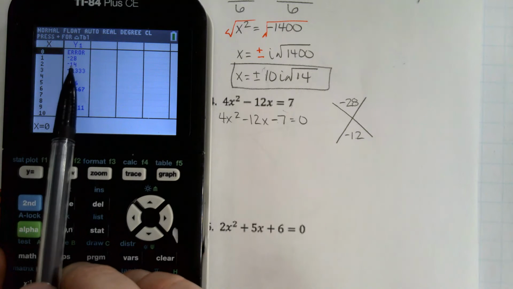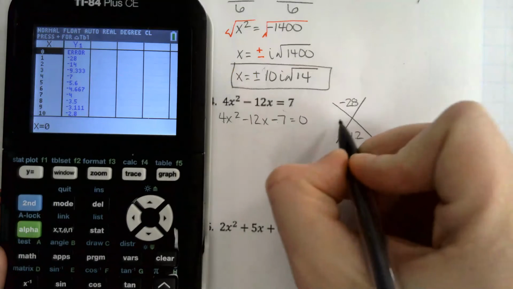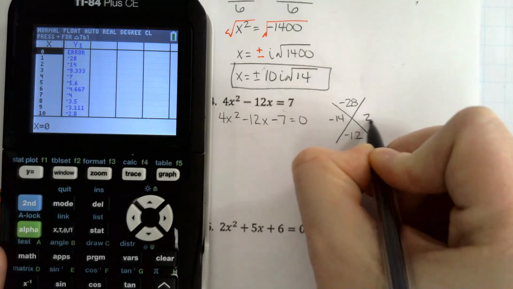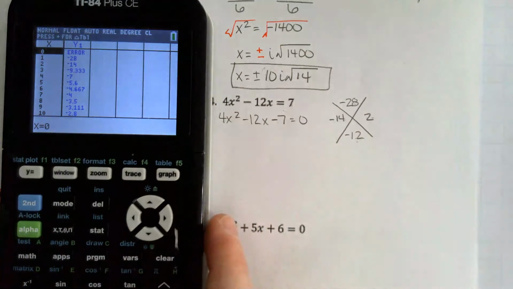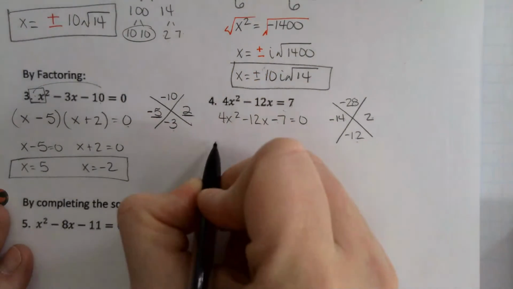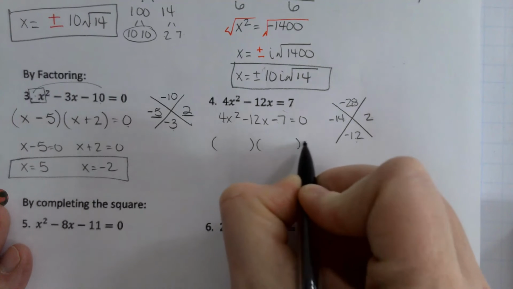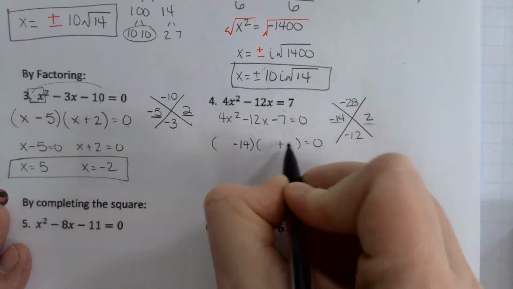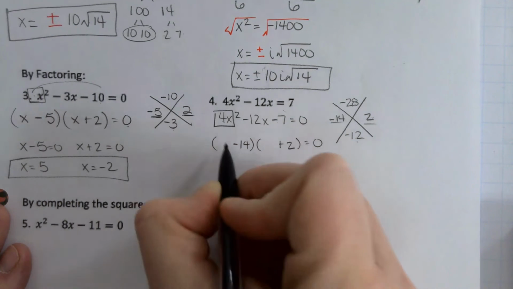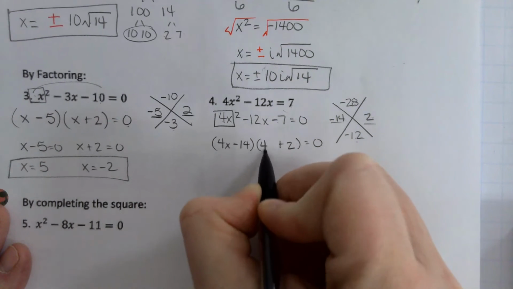And actually 2 and negative 14 get me negative 12. So I'm going to write down negative 14 and 2. Double check that these two multiply to get me the top, but add to get me the bottom. So what I'm going to do next is take my factors equal to 0. I'm going to take both of these, drop them in the back of the parentheses. And I'm going to take whatever's in front and put it in front of both of them.